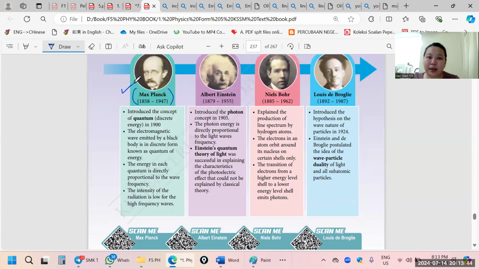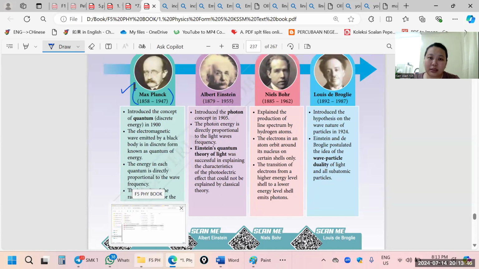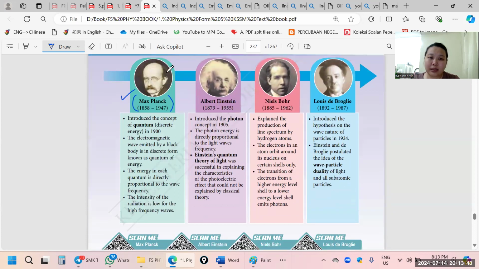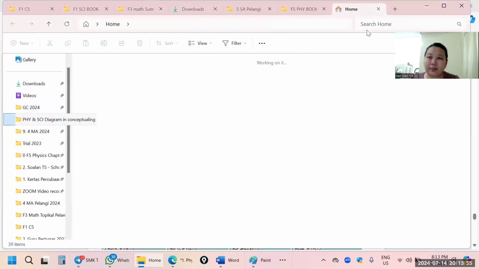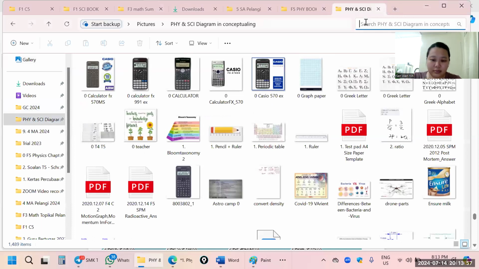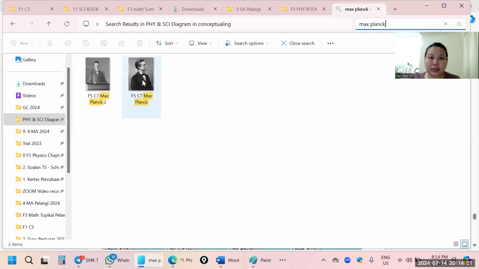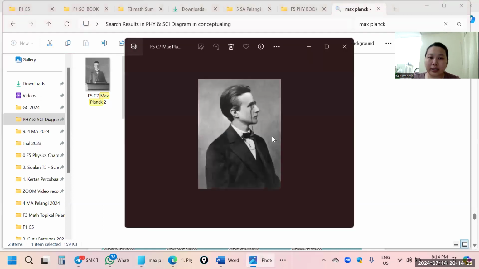Okay, it comes to Max Planck. Don't think Max Planck really looks like this. Actually, Max Planck is quite handsome. You see, when he was young, very handsome.